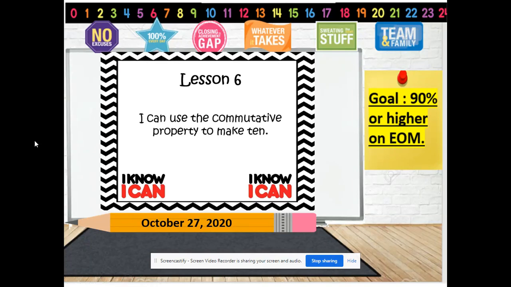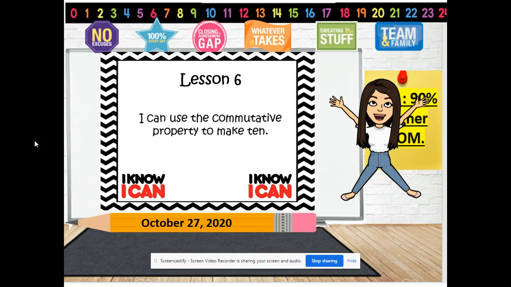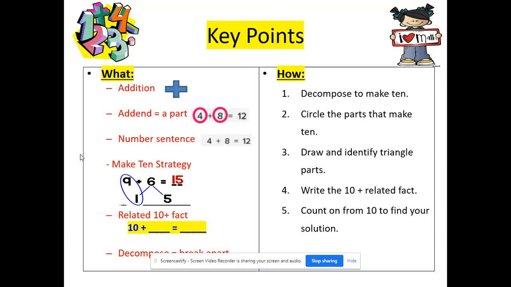Guess what time it is? It's Eureka time. Today is October 27, 2020. We are doing lesson 6, and our objective is I can use a commutative property to make 10.